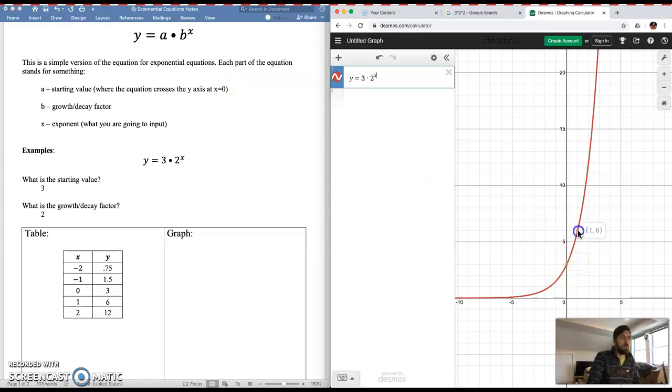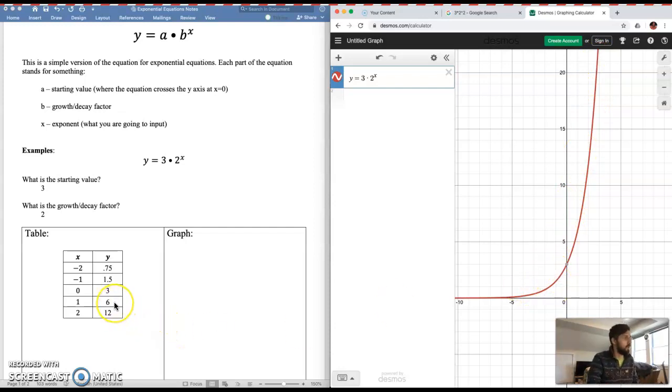And then if we go over here, you'd see 1, 6, and there it is, 2, 12. Down here we can get to -1, 1.5, -2, 0.75, etc. So all those points are on there. You can see how this graph is starting very, very low and going up very, very steeply. It increases very quickly. And so a couple things we want to notice here.